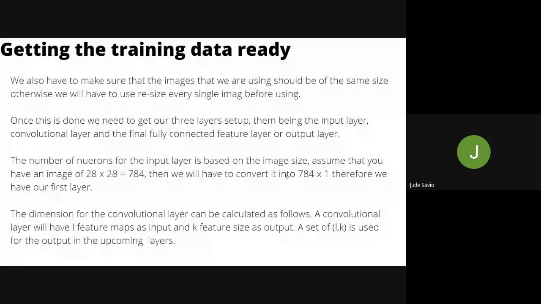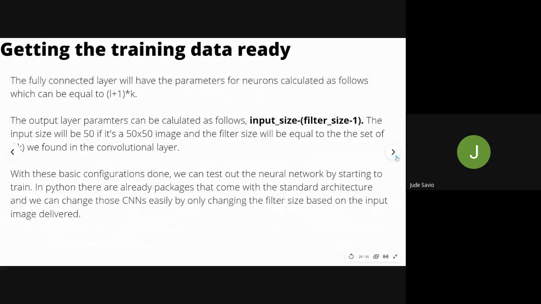You can play around with this. It doesn't necessarily have to be a 3 or 2 or 1. It is not like that. It is based on the types of images you're using to get your output. The fully connected layer will use the same parameters used in the convolution layer to calculate its parameters as well, which is equal to L plus 1 cross K.